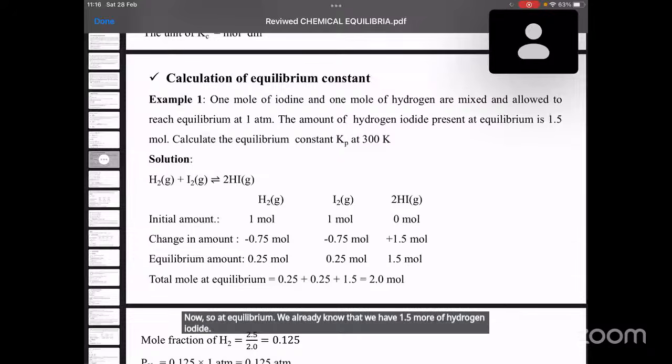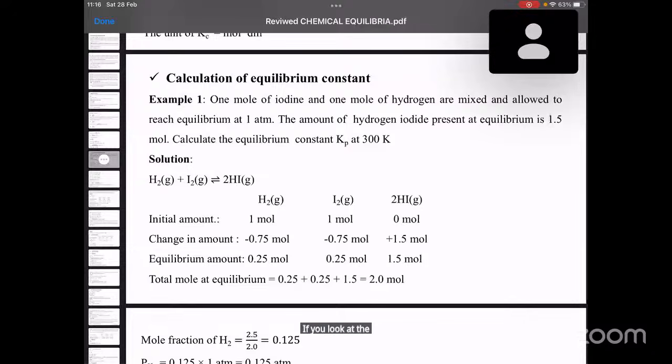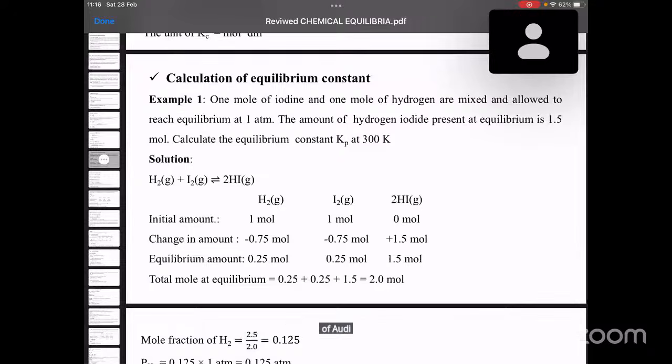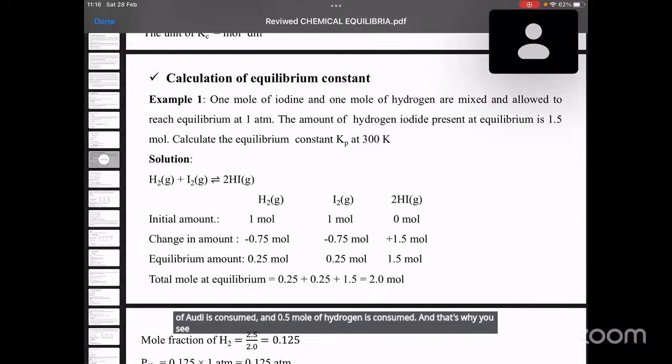Now, that tells us the amount of hydrogen and iodine that has reacted. If you look at the mole ratio, it is 1 to 2, meaning that for every 2 mole of hydrogen iodide produced, 1 mole of hydrogen is consumed and 1 mole of iodine is consumed. That means that for 1.5 mole of hydrogen iodide produced, 0.75 mole of iodine is consumed and 0.75 mole of hydrogen is consumed. And that's why you see negative, negative. That means those are reactants consumed, and you see positive, meaning hydrogen iodide produced.